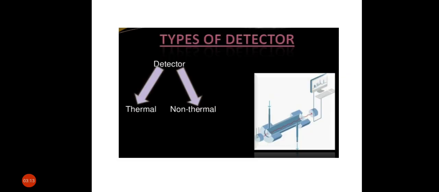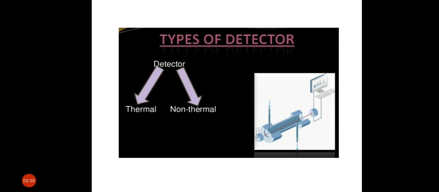That means in IR spectroscopy, two types of detector are used. One type is thermal detector, another type is non-thermal detector.